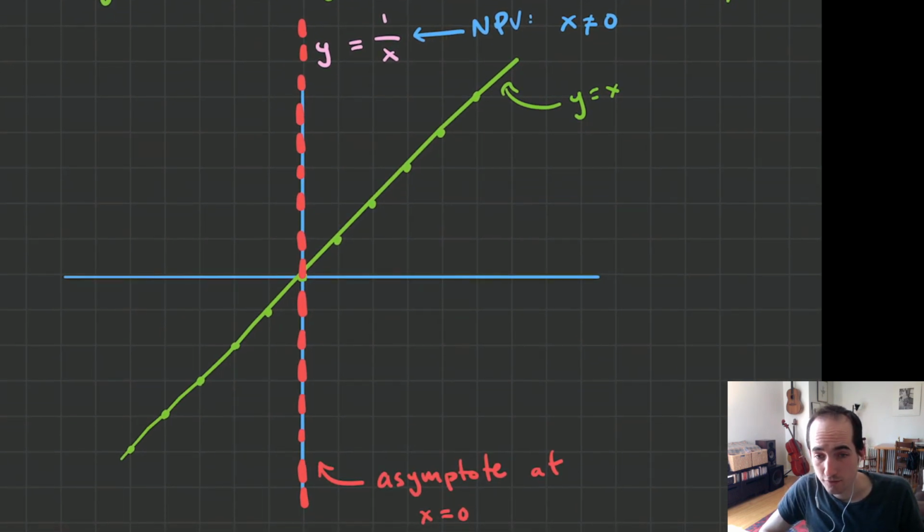Are there any questions so far? Have you guys ever heard of asymptotes before? How are we doing with that?